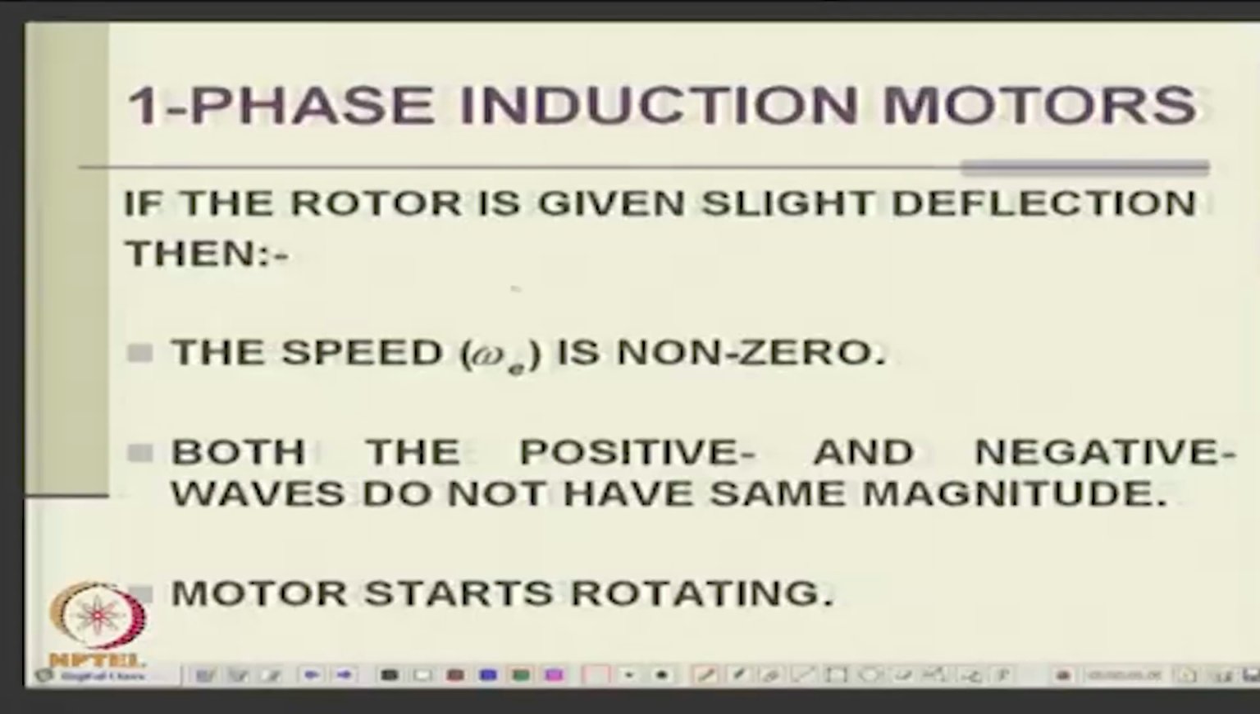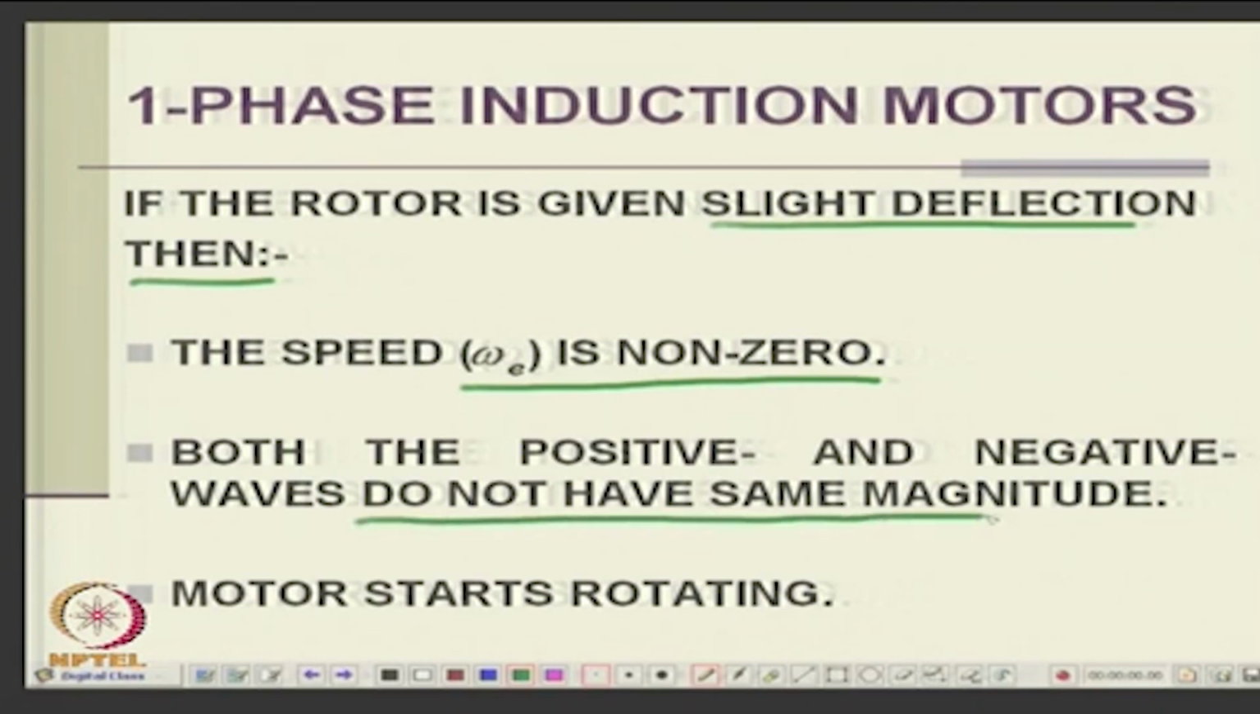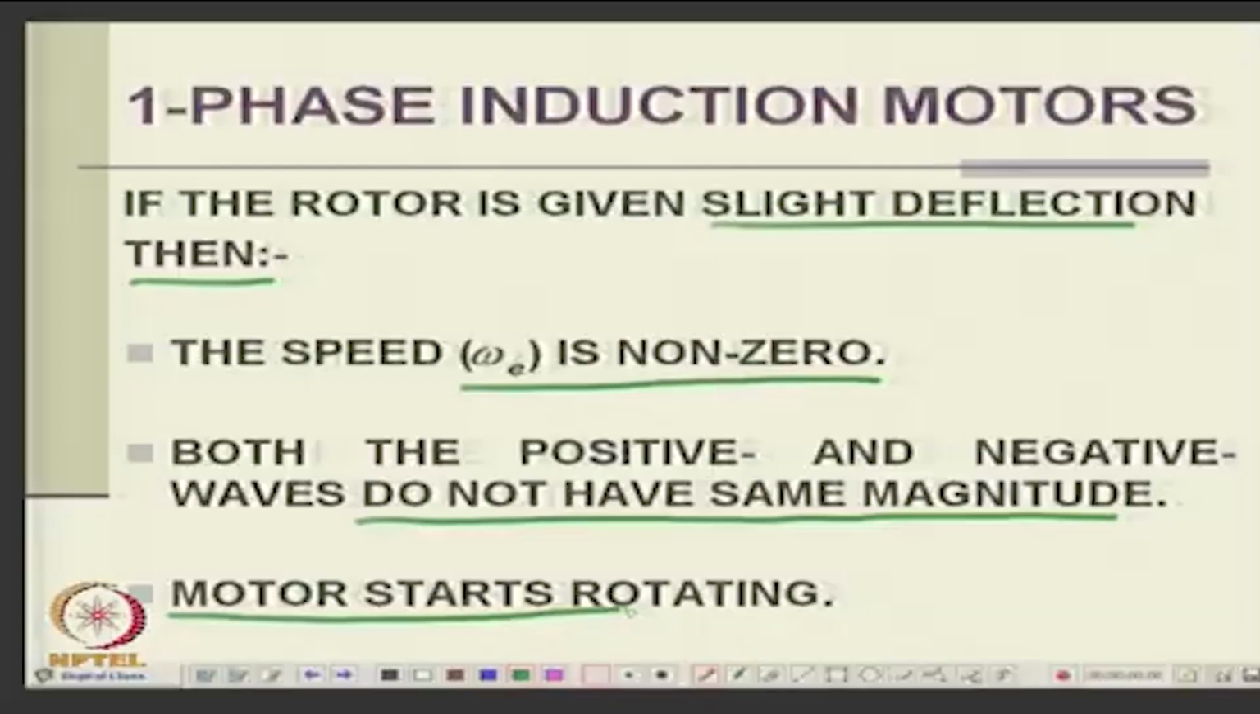Of course, if you give it a spin, then if the speed becomes non-zero, the forward field becomes stronger than the backward field. So, positive and negative do not have the same magnitude. If you spin it in the forward direction, it will rotate in the forward direction. If you spin it in the backward direction, it will rotate in the backward direction. So, all you need to do is spin it in a direction, okay. The motor will start rotating and goes to its equilibrium position. It experiences a torque, and it will go on rotating till the load torque is equal to the developed torque, isn't it.